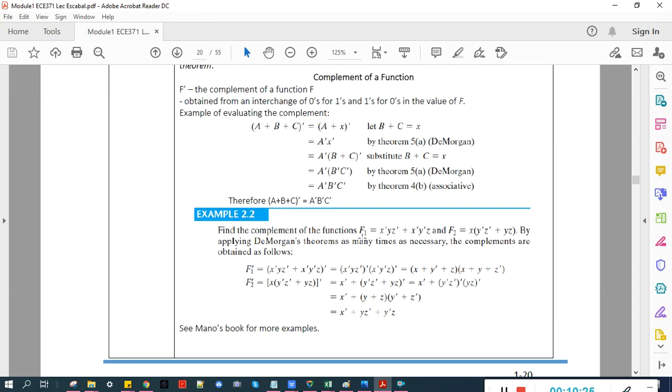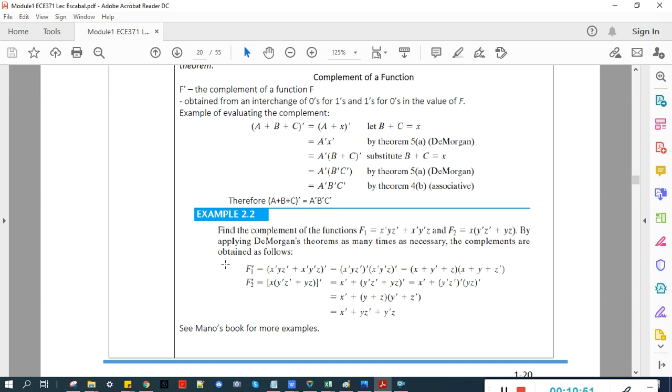Find the complement of the function f sub 1 is equal to x prime y z prime plus x prime y prime z, and f2 is equal to x ANDed with the quantity y prime z prime or yz. Solution of the complement of this function: we apply De Morgan's theorems as many times as necessary. The complements are obtained as follows.